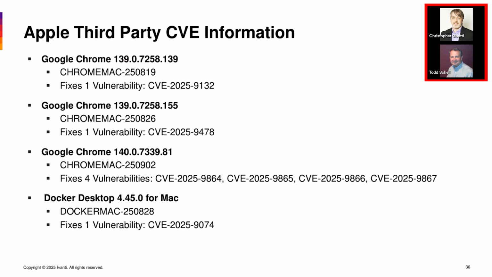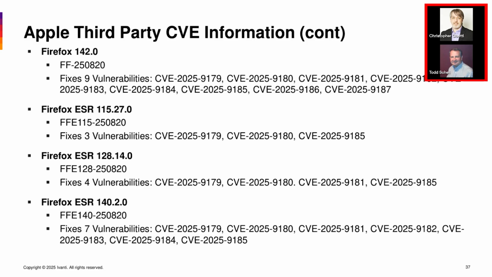On the third-party side, on top of the Apple operating systems, we see the same Chrome updates, of course, because you can run Chrome on top of macOS as well as iOS. We saw a Docker desktop upgrade for Mac as well, in keeping with the one we saw for Windows. On the browser side, we see the equivalent Firefox and Firefox ESR updates. Typically, a similar list of vulnerabilities. Sometimes they're applicable on the Windows side and not applicable on the macOS side and vice versa. So there might be some discrepancies here, but we do include all the vulnerability information associated with all of our patches.